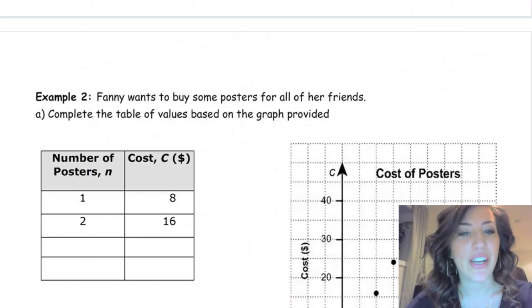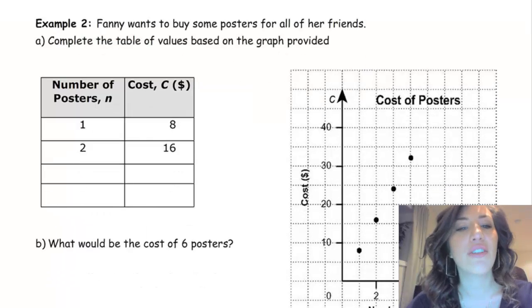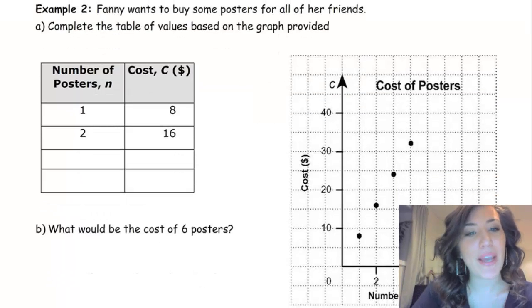Let's look at example 2 here. Fanny wants to buy some posters for all of her friends. Complete the table of values based on the graph this time provided. So we're going to go the opposite way. Let's take a look at this graph.